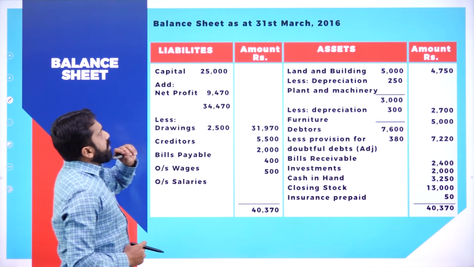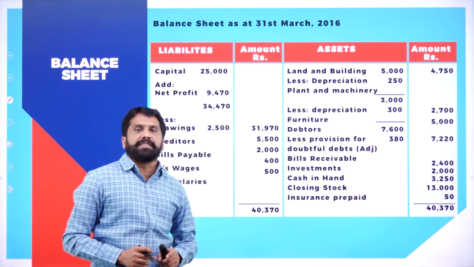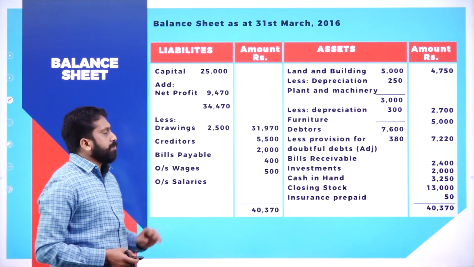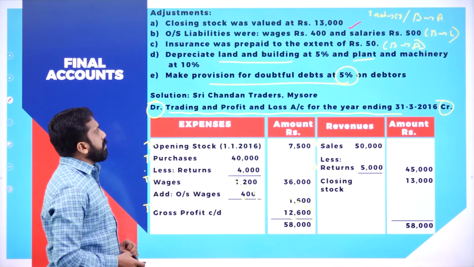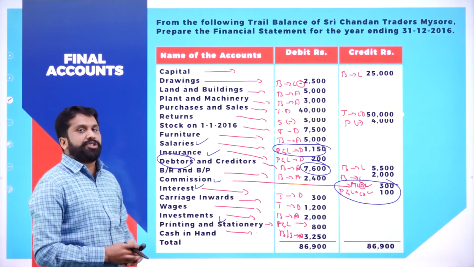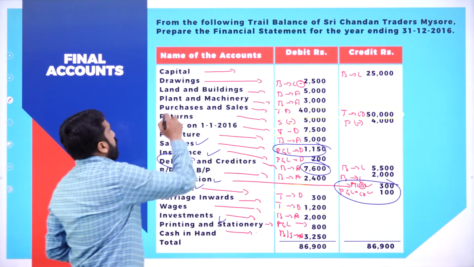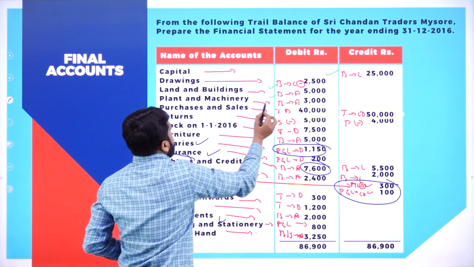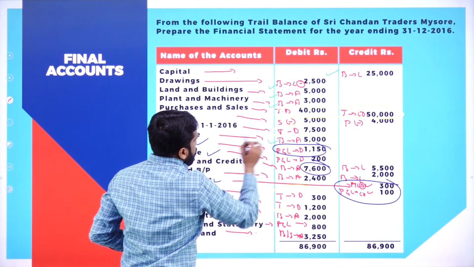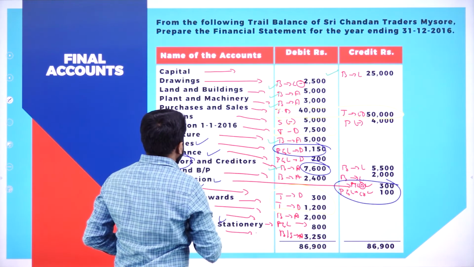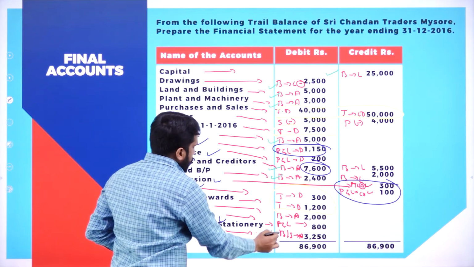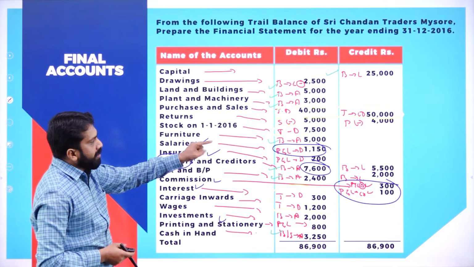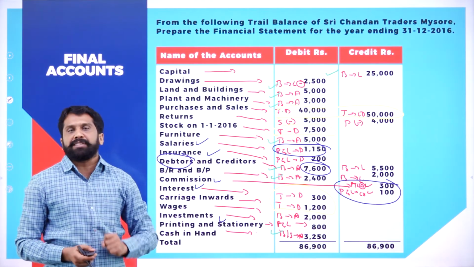Now, balance sheet as at 31st March 2016. Your heading must be liability amount, asset amount. Now, I'll go back to your question. In the question, which are the balance sheet items? You have capital, drawings, land and building, plant and machinery, furniture, debtors, creditors, bills receivable, bills payable, and the last one is cash in hand. Which are the items I have mentioned in green mark? Those are balance sheet items.